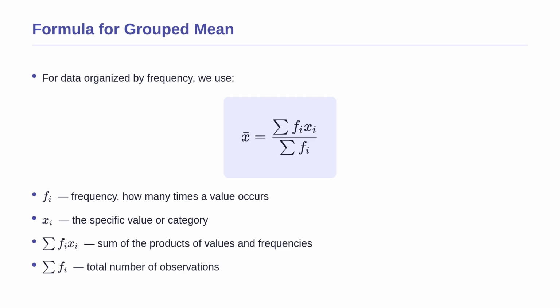The numerator tells us to multiply each value by its frequency and add those products together, giving us the grand total. The denominator is the sum of all frequencies, which is simply the total number of observations. If a particular value has a very high frequency, it will pull the mean closer to itself, heavily influencing the final average.